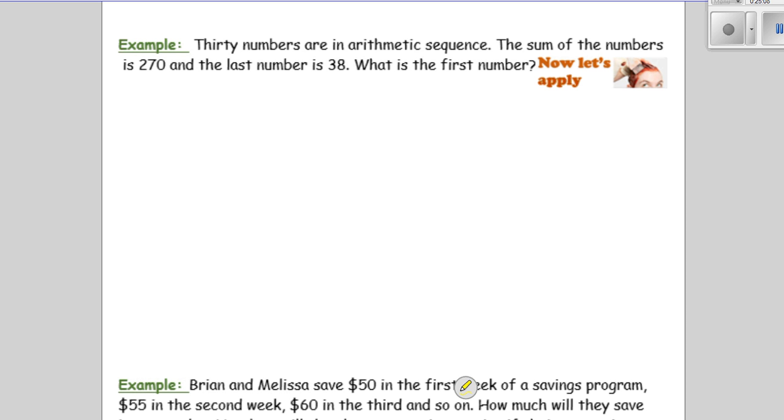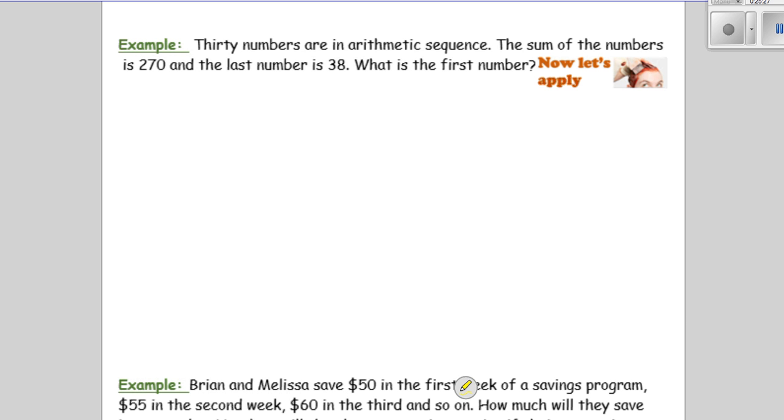Some more tricky ones. 13 numbers are in arithmetic sequence. The sum of the numbers is 270, so they've told us the sum, so we're probably going to have to solve for something. And the last number, the u of n, is 38. What is the first number? So they want us to solve for something.